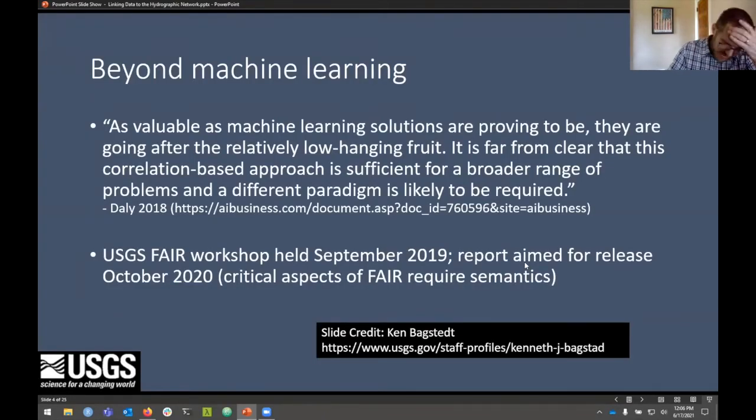All right, so a little bit of pretext here. A colleague of mine that I've had some really fascinating conversations with, Ken Bagstad. These slides came from a presentation I saw of his that really resonated with me. It's this quote: as valuable as machine learning solutions are proving to be, they're going after the relatively low-hanging fruit. It is far from clear that this correlation-based approach is sufficient for a broader range of problems, and a different paradigm is likely to be required.